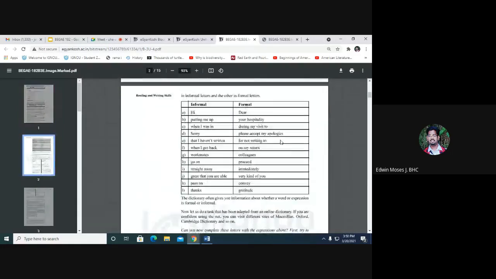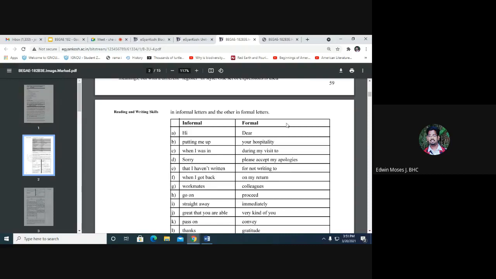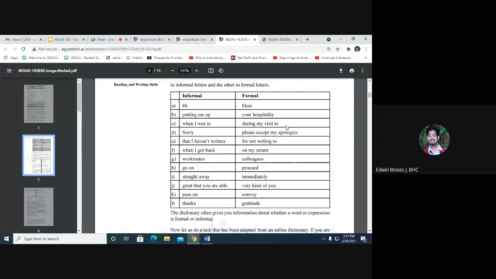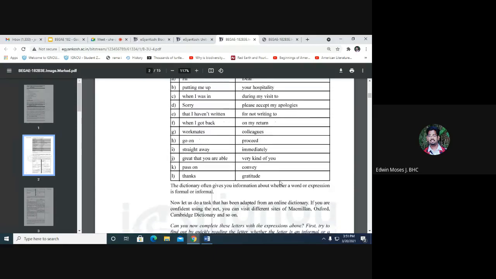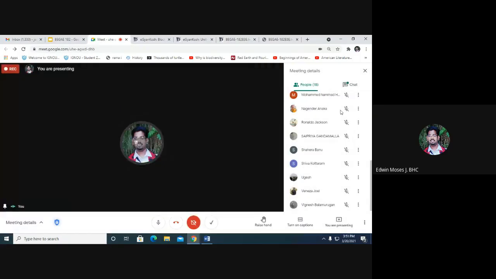See the tabulation here. Informal, informal. How you use words. Hi, we are putting me up your hospitality, right? Can you see those words? When I was in during my visit. Sorry is a casual way of saying, please accept my apologies. That I haven't returned for not writing to. When I got back on my return, workmates, colleagues, go on, proceed. Straight away, immediately, right? Very kind of you. Great that you're able to pass on. Can we see those words, formal and informal words?